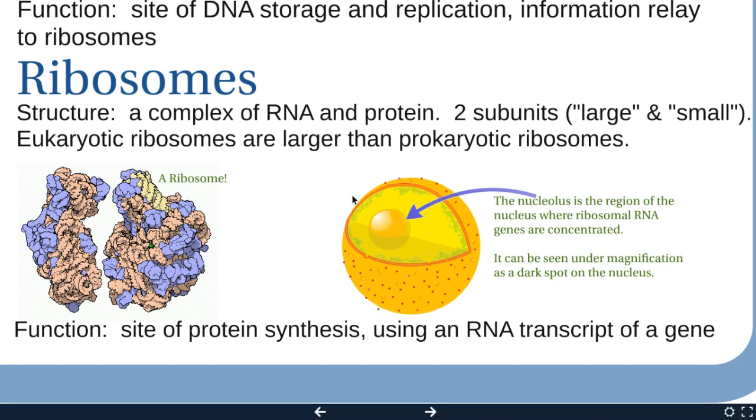Now, when we look at the nucleus, we oftentimes see the nucleolus, that darker spot inside the nucleus. This is where ribosomal RNA genes are concentrated. So to make this ribosome right here, that's where the genes to do that are found.